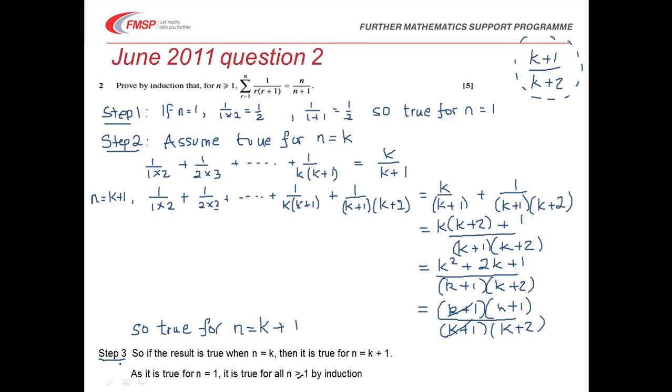So that completes the proof of a series, and it's just worth stressing that this algebra is very important, that we try and get this done as clearly as possible.